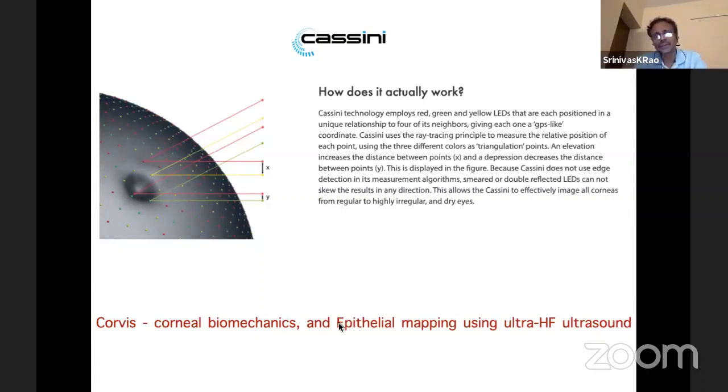The other way we can do this also, which is coming up, is to look at epithelial mapping using ultra-high frequency ultrasound, and devices like the Sirius, the MS39, which has both the anterior segment OCT as well as the Scheimpflug, can look at both of the data.